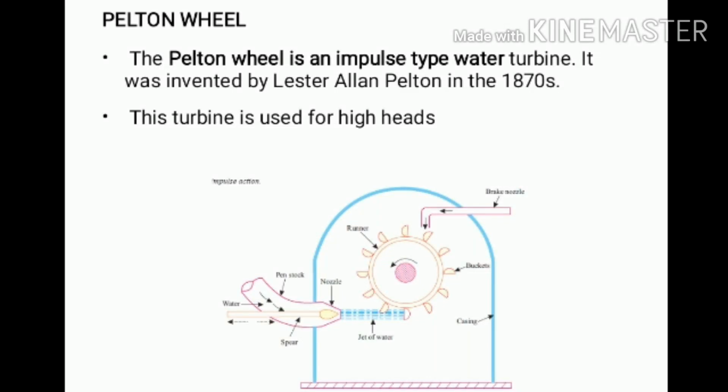Good morning, students. In the last video, we have seen up to the classification of hydraulic turbine. Now, in this video, I am going to share with you the construction and working of the Pelton turbine. What are its components, its working, and then the velocity triangle. And after that, we will see the numerical based on the Pelton turbine.